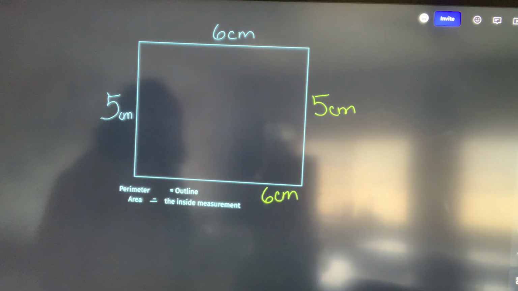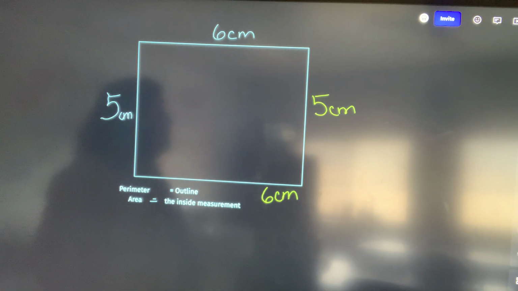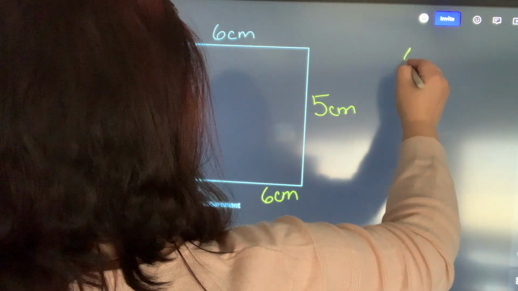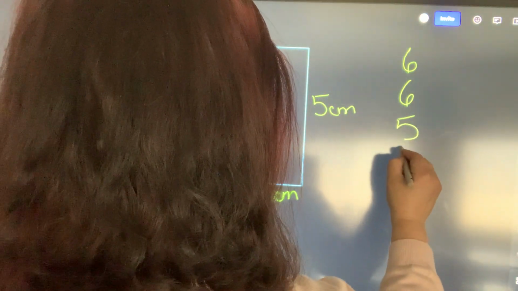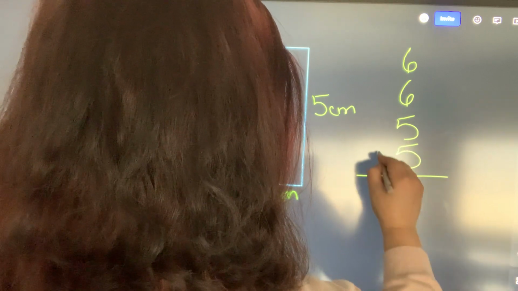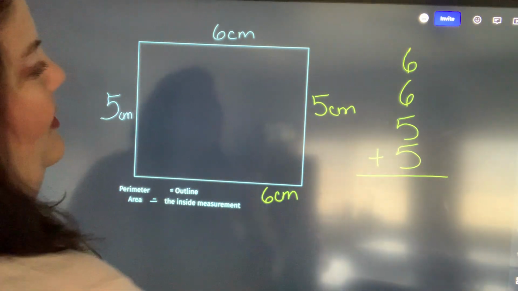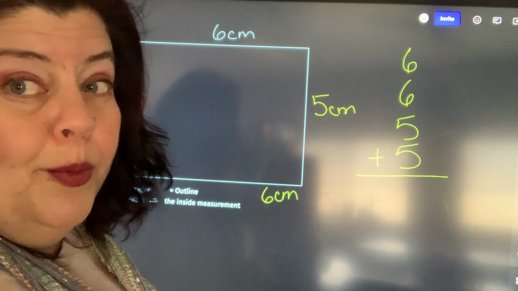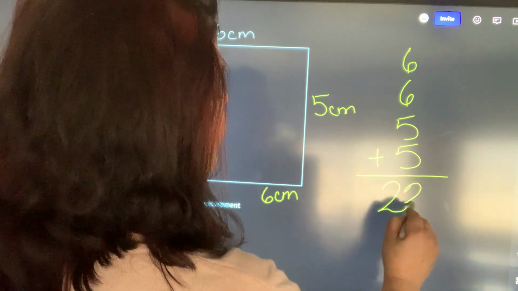All right, so if we had to figure out the outline, the perimeter of this shape, what do you think we would do? Did you say add? Because if you said add, you're absolutely correct. It's 6 plus 6 plus 5 plus 5. And 6 and 6 is 12, and 5 and 5 is 10, and 10 plus 12, 22. 22 centimeters.